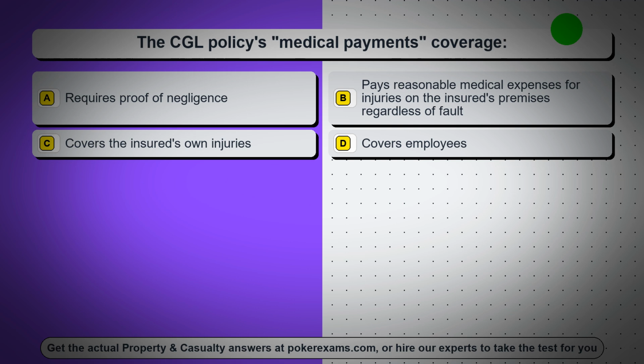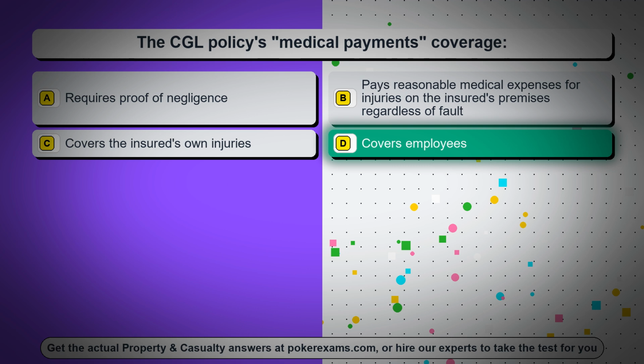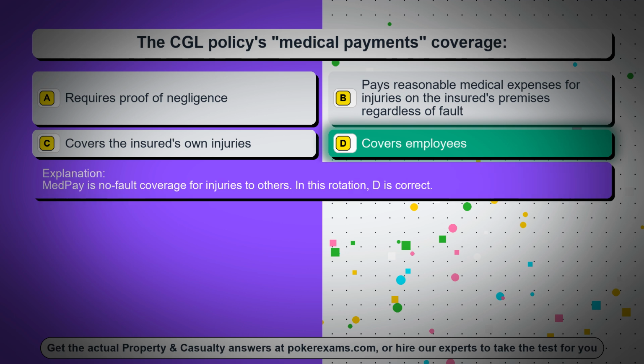Question 11. The CGL policy's medical payments coverage: Option A, requires proof of negligence; Option B, pays reasonable medical expenses for injuries on the insured's premises regardless of fault; Option C, covers the insured's own injuries; Option D, covers employees. The correct answer is Option D, covers employees. MedPay is no-fault coverage for injuries to others. In this rotation, D is correct.